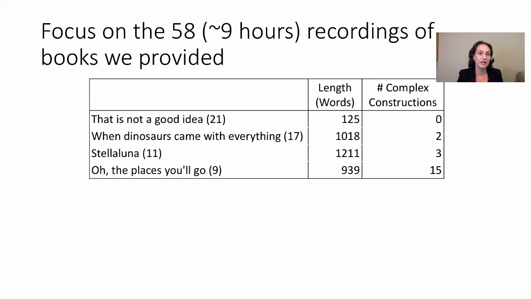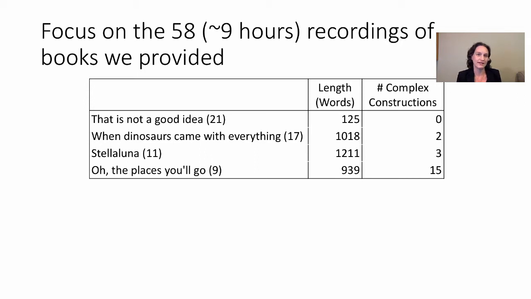And so we gave families 4 different books. Each family had 3 of them that varied in length and the number of complex constructions. And so these are different kinds of relative clauses as well as main clause passives. And so we really wanted to see how different features of the book might change how families read.